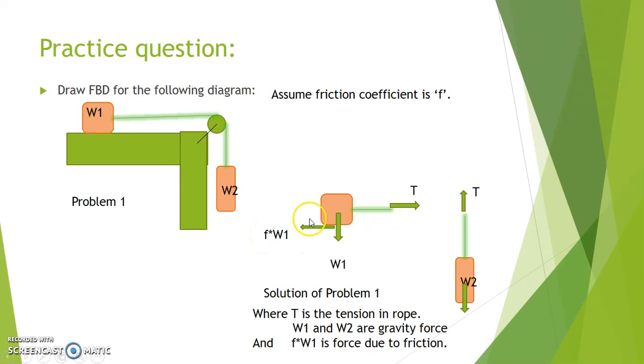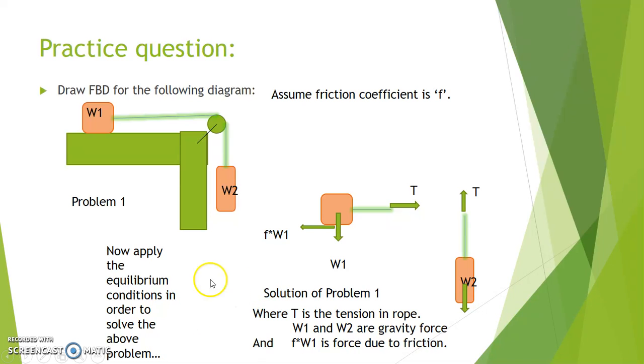Yeah, one more thing, remember it is vectorial representation. So it is very necessary that you make sure that vectors' proper direction have been chosen. Here the string will be pulled by, let us assume, T. W2 will be again pulled up by T because it is again in equilibrium. So if you apply the equilibrium conditions, then obviously T will be equal to F into W1, and there will be one reaction force from the table which will be equal to W1, and so on. So now you can apply the equilibrium conditions to solve the whole problem.